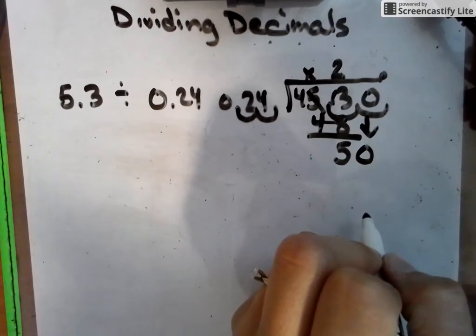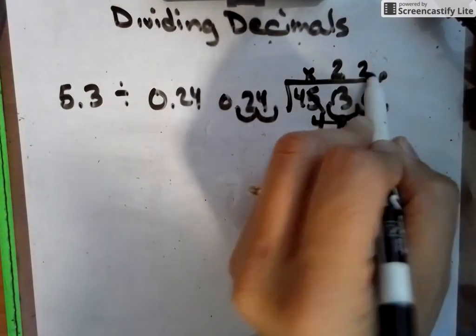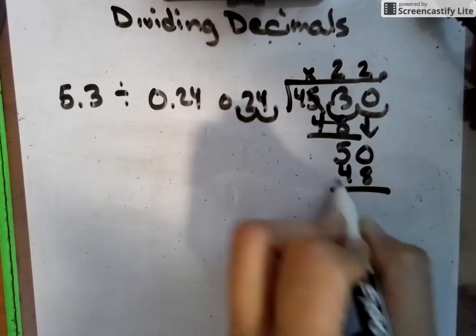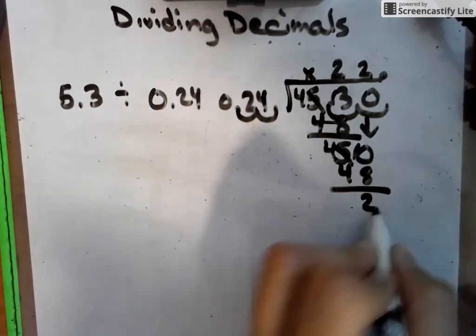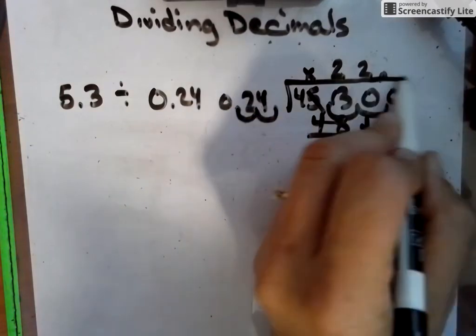Okay, so 24 does not go into 5, but it goes into 53 twice for 48. Going to do some borrowing like you guys always do. We have 5. We bring down a 0.